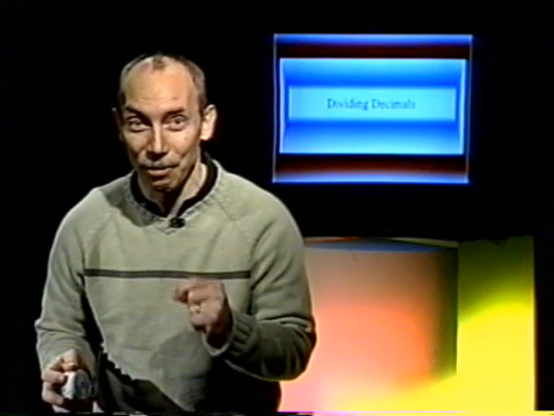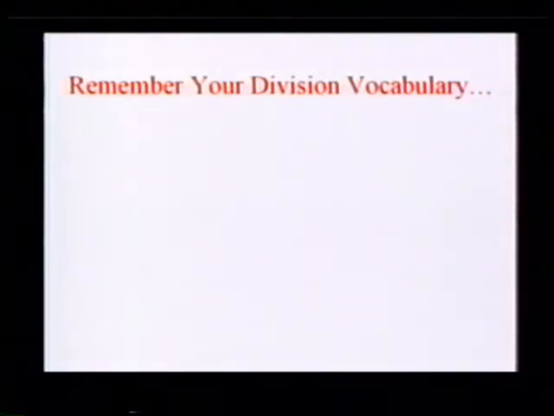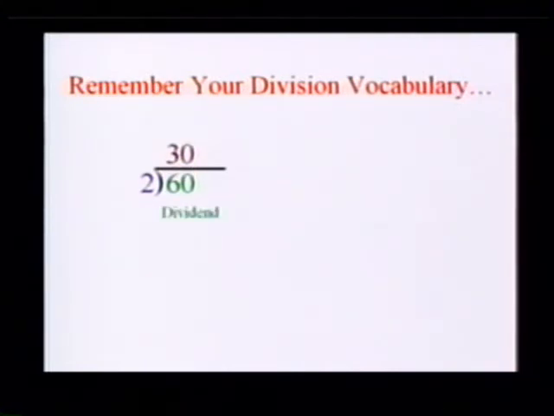Let's take a look. Let's remember some of the things about dividing first, okay? What did we cover before? Well, remember, I'm going to use some fancy words here, okay? When you have a division problem, the thing getting divided up is the dividend. The thing doing the dividing is the divisor, and the answer is the quotient, okay?